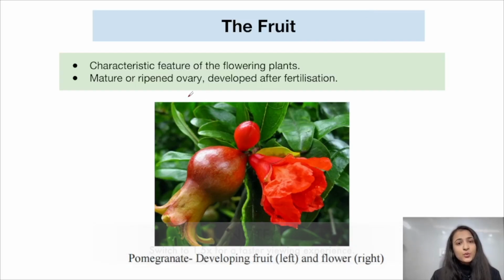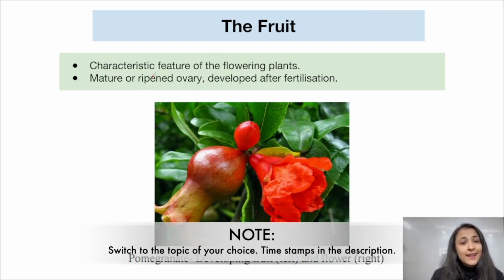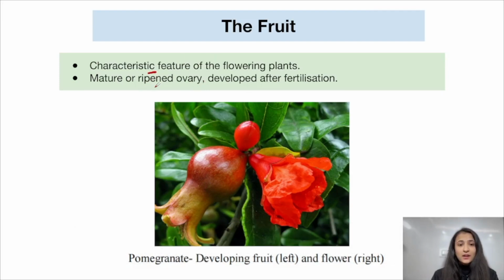So starting off with the fruit, we all know that fruit is the characteristic feature of the flowering plants. What is a fruit basically? It represents a mature or ripened ovary which is developed after fertilization. In the previous video also we studied that a mature ovary is the one which develops into a fruit. The ovary wall is the portion that matures into the pericarp of the fruit. We would be discussing these terms in more detail as we progress further.